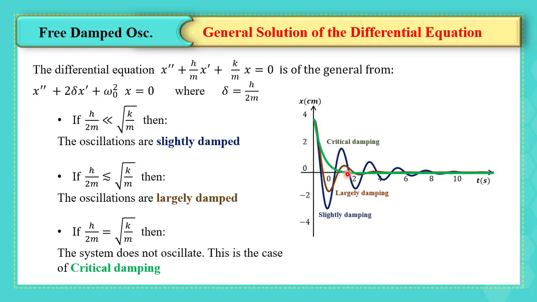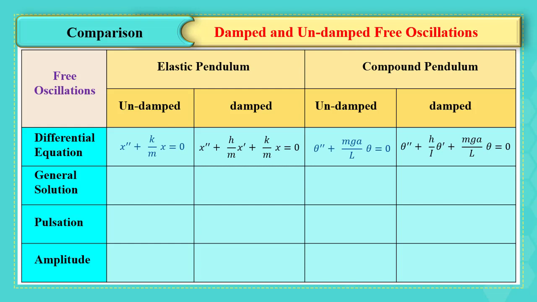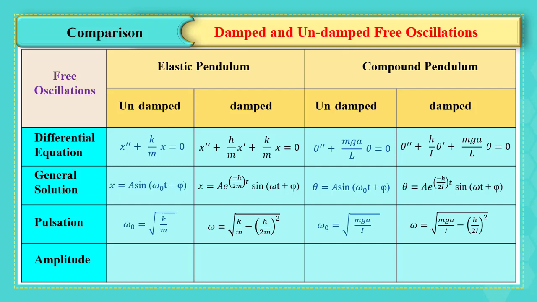In this case, the system returns to its equilibrium position in the fastest possible time without making oscillation. Beyond this value, the system takes a relatively long time to return to its equilibrium position, so this is the case of overdamping. To compare between the damped and the undamped oscillations, we took into consideration two examples, the elastic and the compound pendulum. Try to observe the difference in the differential equation and in the characteristics of this oscillation.